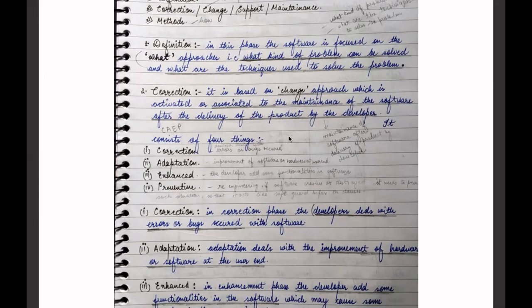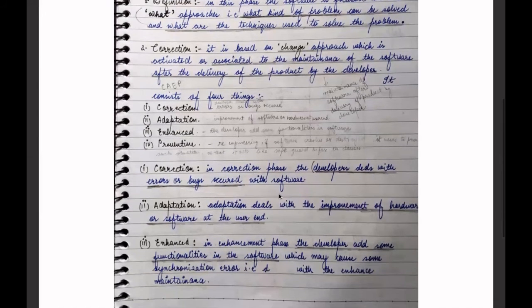Correction is a phase where the developer deals with errors or bugs that occur with the software. It is used after giving our product to the user, or we can say after the delivery of the product by the developer. If any errors or bugs occur with the software, the correction phase is done by the developer.